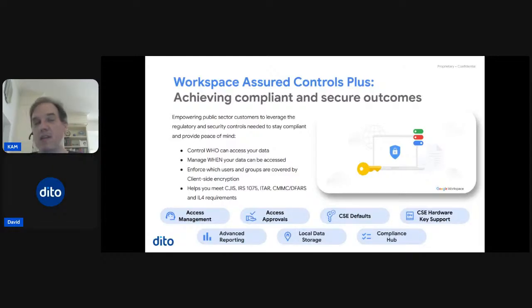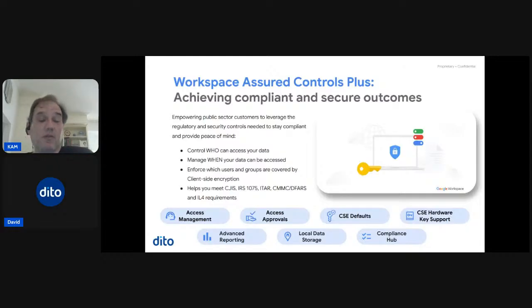It helps you meet many different compliance standards, things like CJIS, that's for the Justice Department, IRS 1075, ITAR, IL4, et cetera, but also CMMC. It gives you 7 core functions. The 7 core functions of Assured Controls Plus are access management, access approvals, CSE defaults, CSE hardware key support, advanced reporting, local data storage, and the compliance hub.